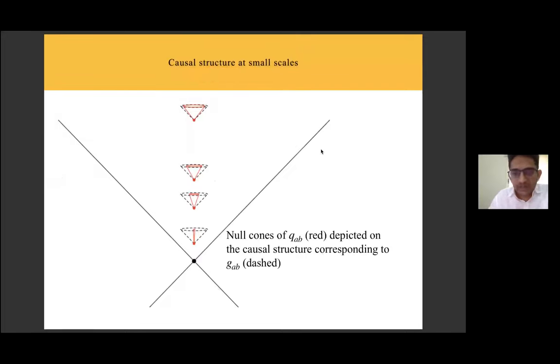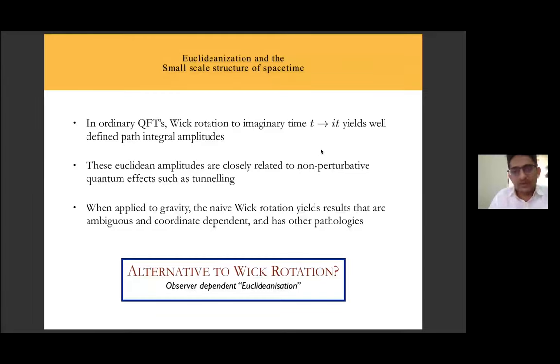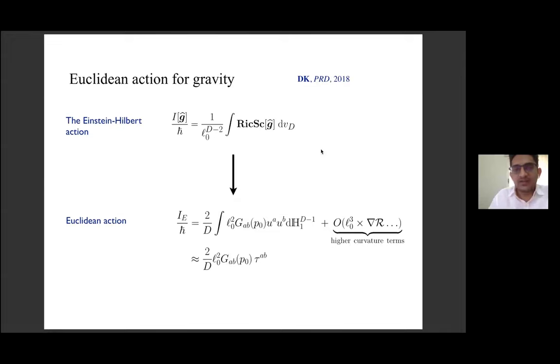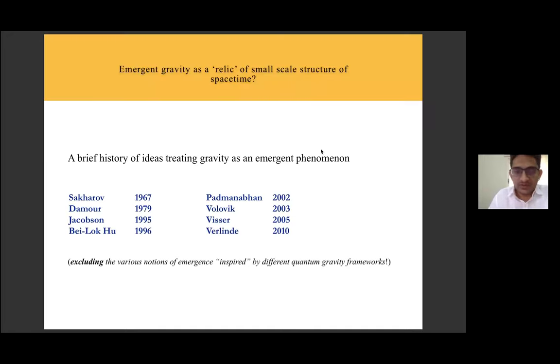There are also comments you can make about the causal structure at small scales. Just from the form of G AB, you can show that light cones shrink at small scales. So that is one more comment you can make. I'm not going to focus on that. You can also discuss the small scale structure of space-time in terms of its Euclideanization. I will again skip this part. But the moral of this is also that your Euclidean action or the Lagrangian is governed not by the Ricci scalar, but by either the Einstein tensor or the Ricci tensor. Details I'll leave.